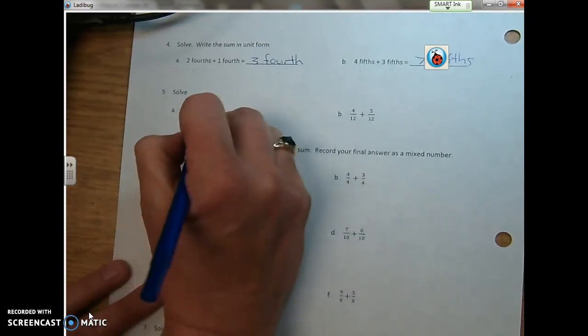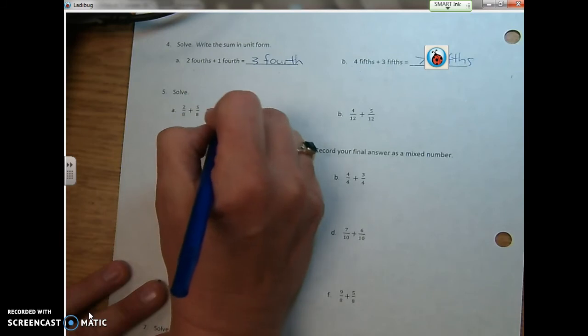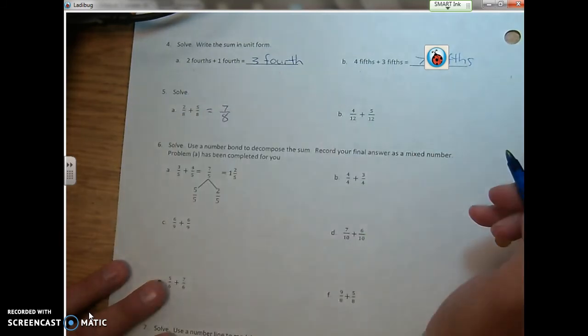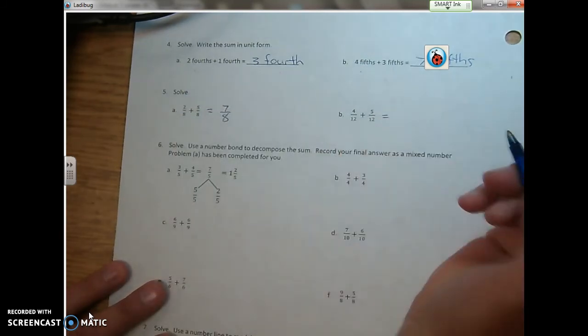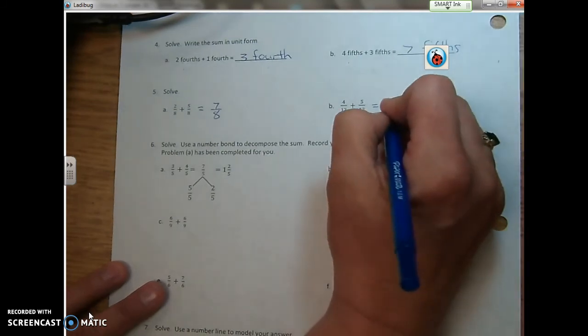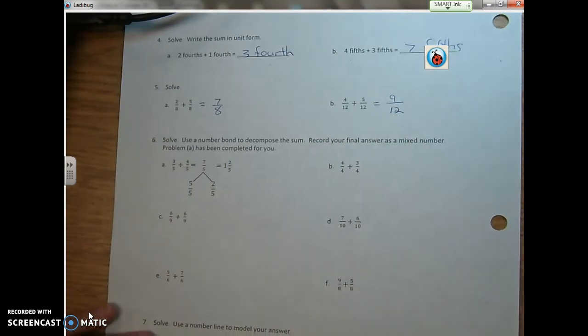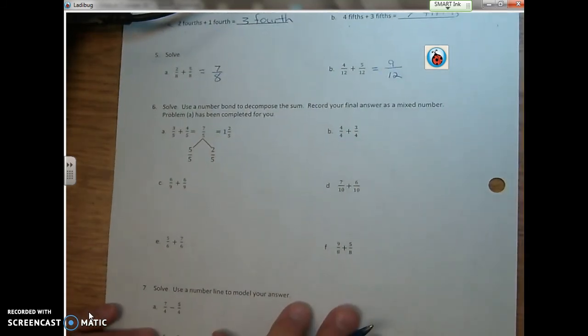So now let's solve this. 5 plus 2 is 7/8. Okay, let's do letter B. You should have come up with 9/12. Now going down to number 6.